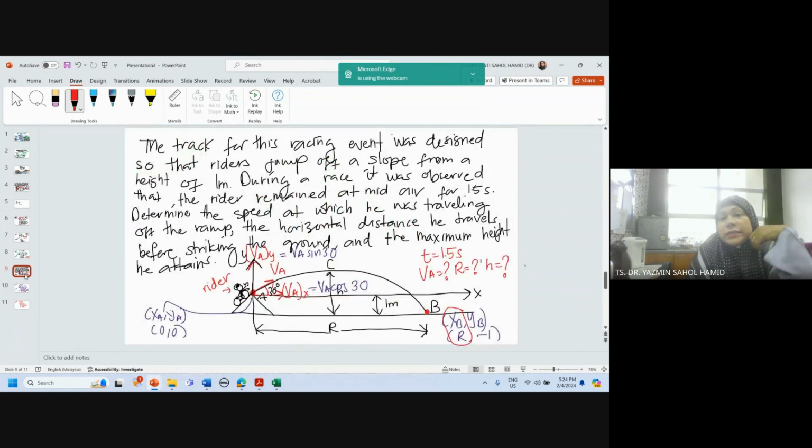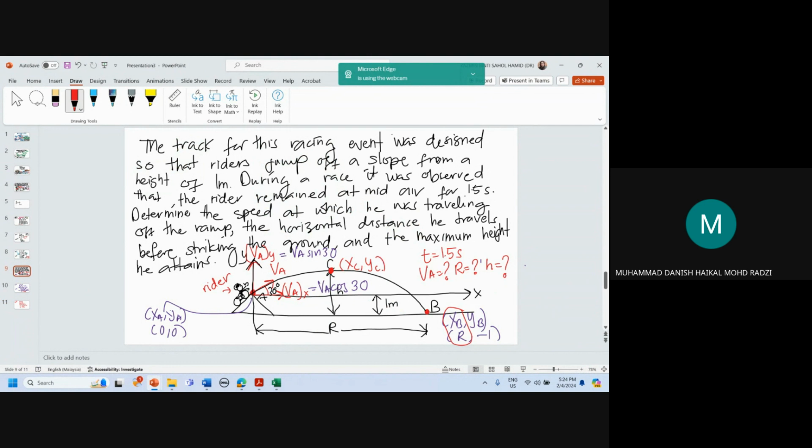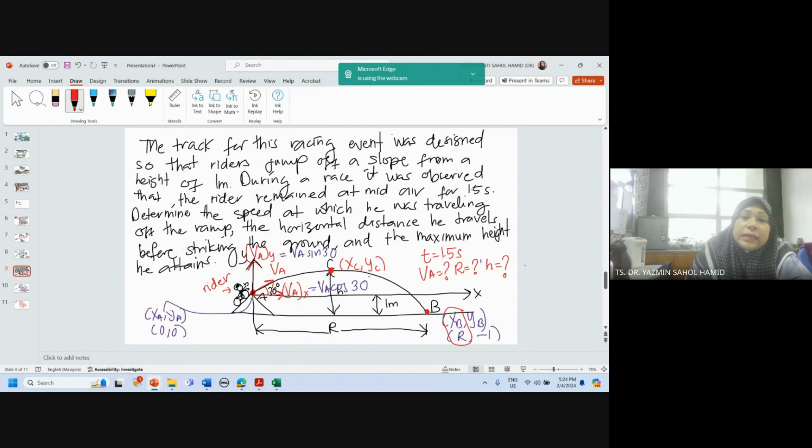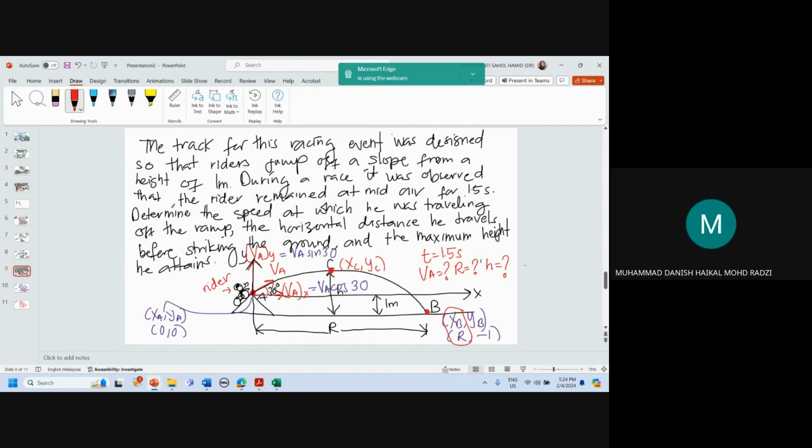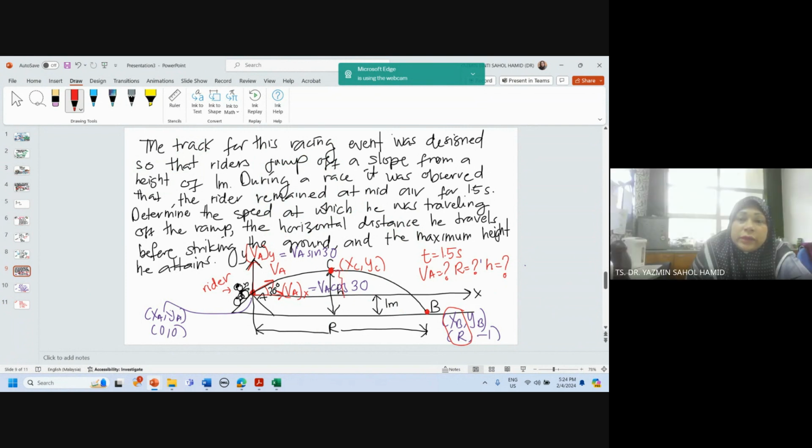Now, the final question is, they ask you to find H. And for H, you have another coordinate to take into account, which is point C. So what is the coordinate for point C? Point C will be XC and YC. And what is H, actually? Is YC equal to H, or is YC equal to H minus 1? YC is actually from here to here. So YC is H minus 1.